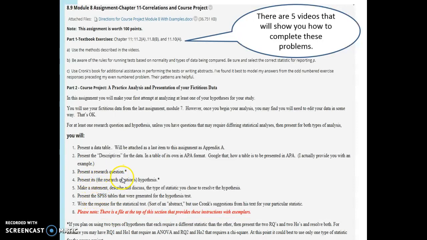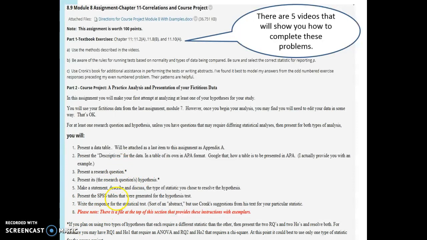Presenting research questions and hypotheses. If you are going to use 2 different statistics, then you will have to present both of those. If you're going to only use one statistic like the chi-square or the t-test, then you just have one hypothesis, one research question, and so on. If you're going to do 2 different statistical tests, you will have 2 hypotheses to test and 2 research questions.